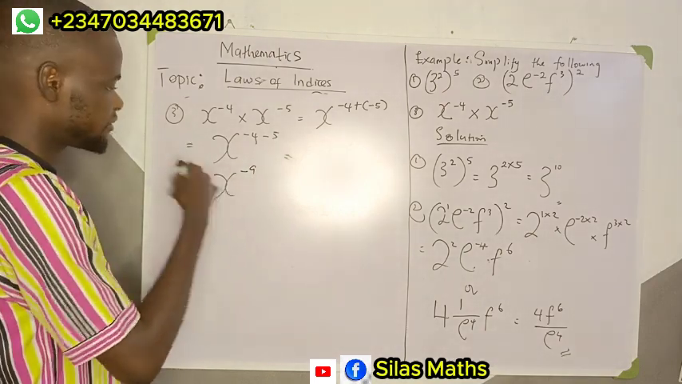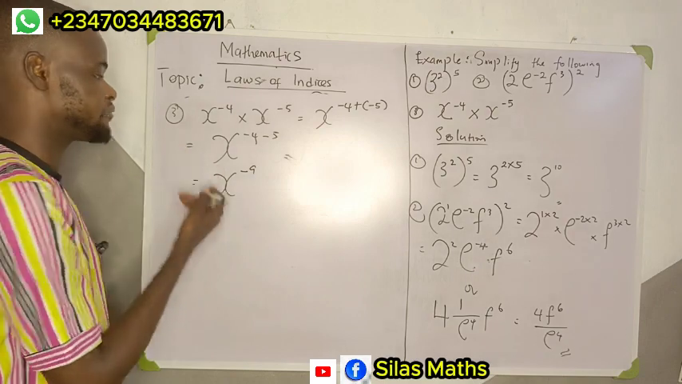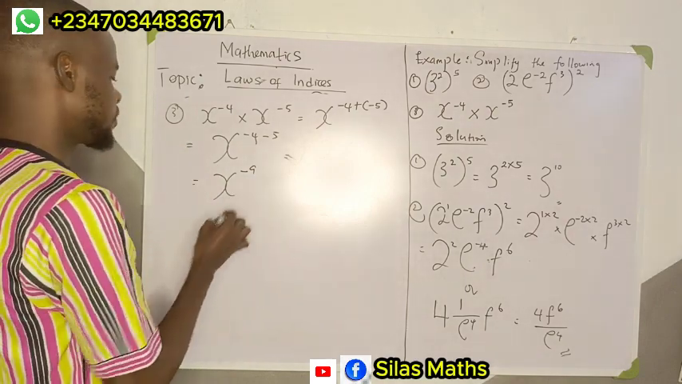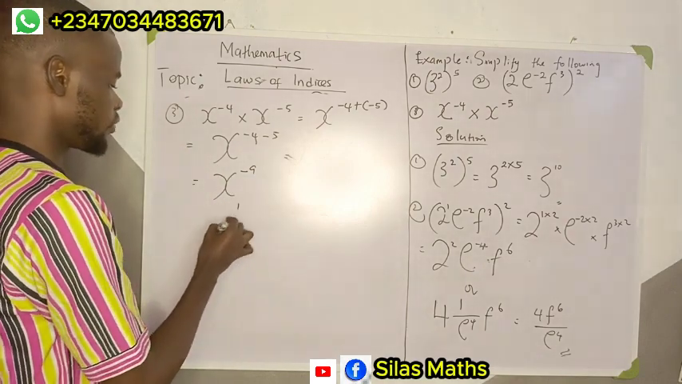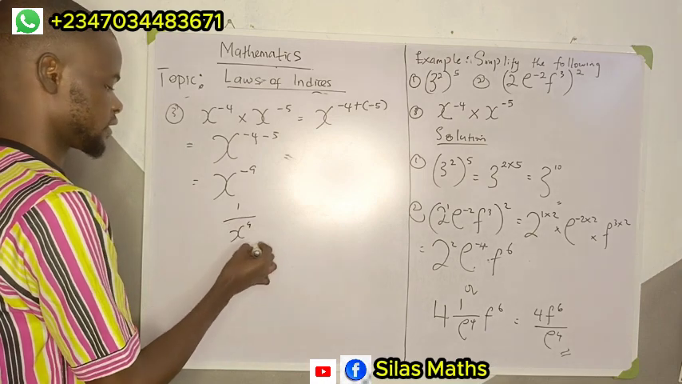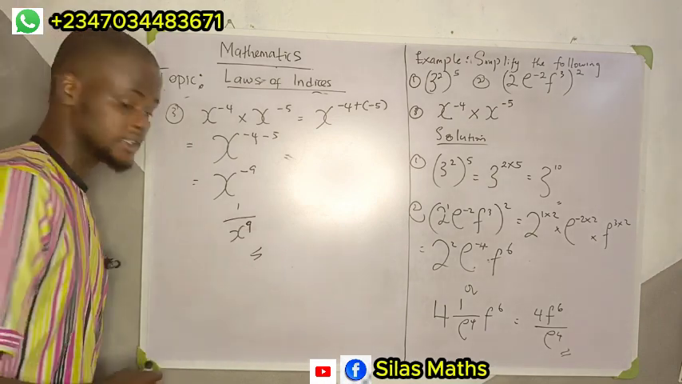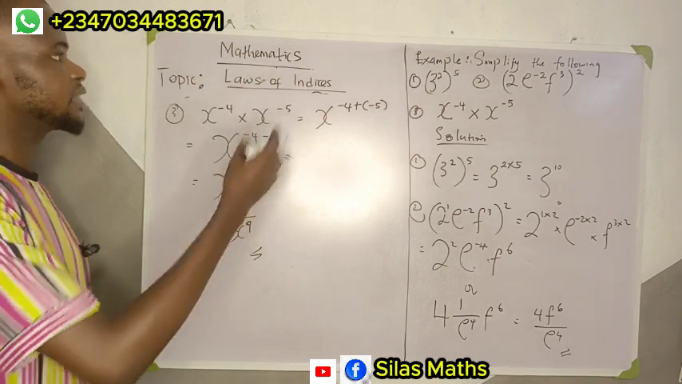But to simplify it further, because this is having a negative power, right? So that will be 1 over what? X to the power of what? 9. X to the power of 9. That's my final answer. So that is that for this.